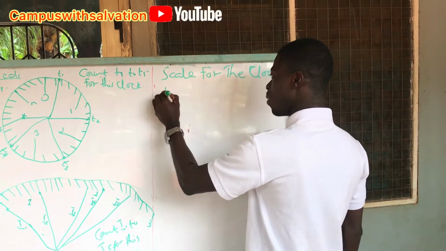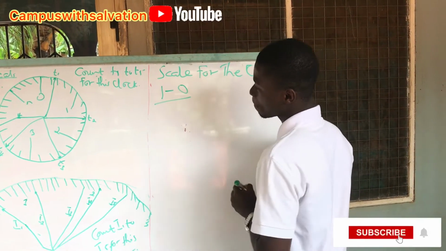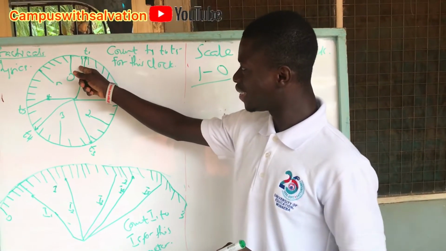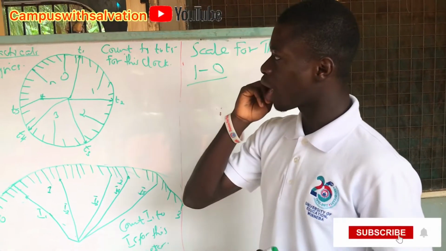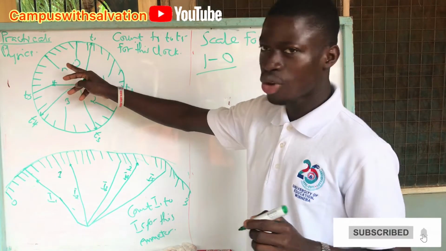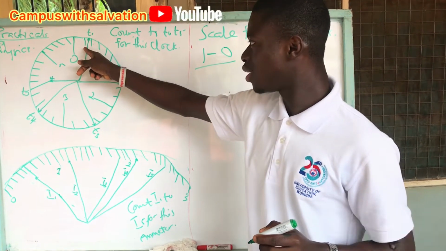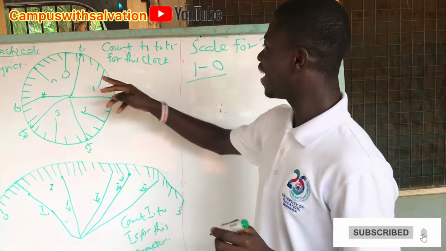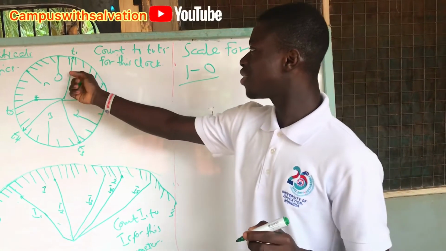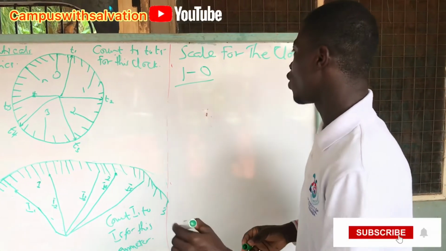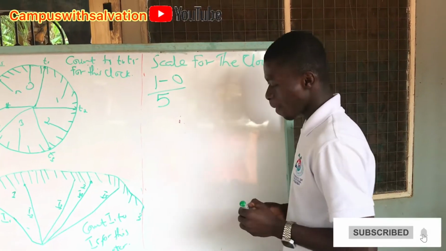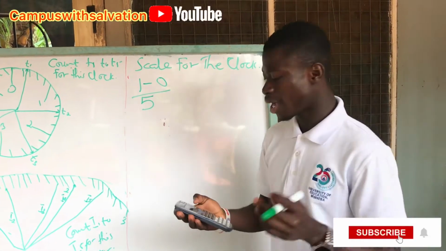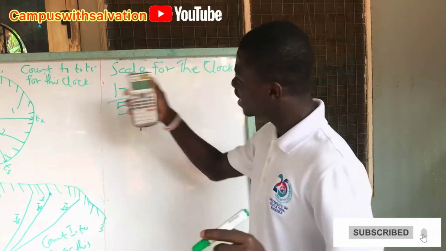So it goes like this: 1 minus 0 divided by the small divisions. Don't start from 0, start from here, which is between this and this. So listen, we are counting them. 1, 2, 3, 4, 5. So you are dividing by the small divisions, and by counting them, we had 5. So 1 minus 0 divided by 5, you just punch on the calculator, and the answer you get will be the scale for this clock.